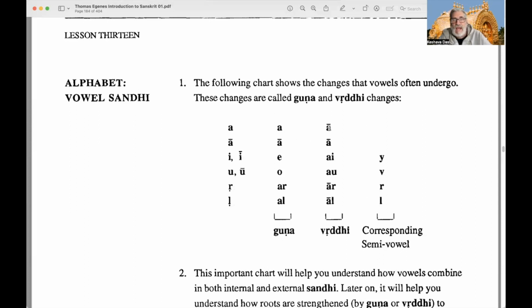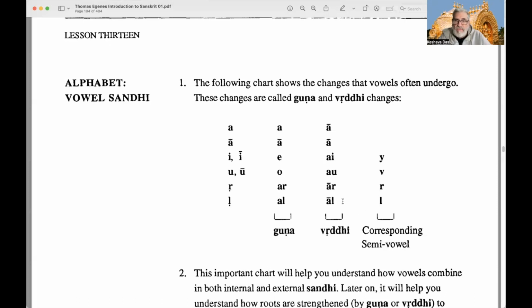So it becomes A. The long A remains long A. The E becomes AI. The O becomes AU. The R becomes AR, with a long A before the R. And the L, AL, becomes AL. So those are the vriddhi changes.